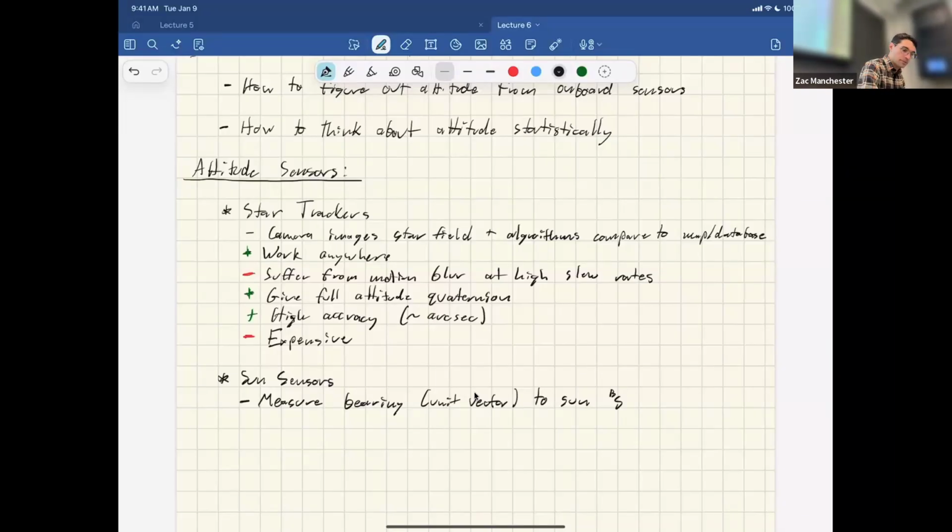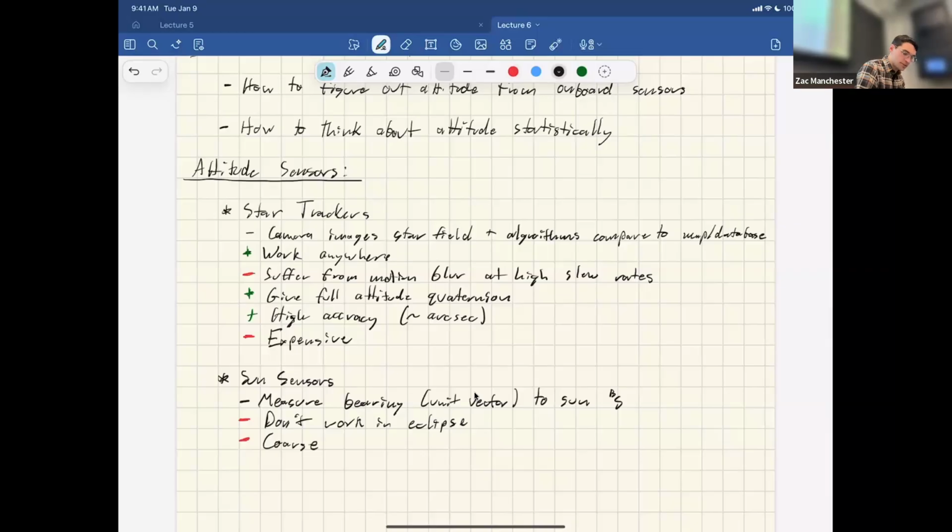Some things about these. One negative is they don't work in eclipse. Obviously, if you're on the night side of the Earth, you can't see the sun, so they don't do anything for you. These are also pretty coarse.